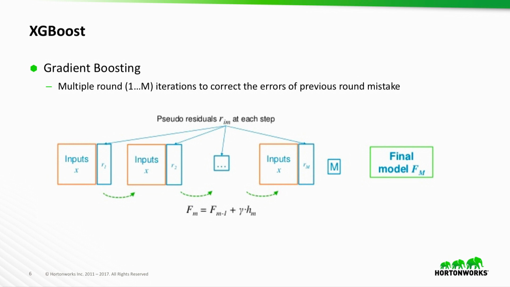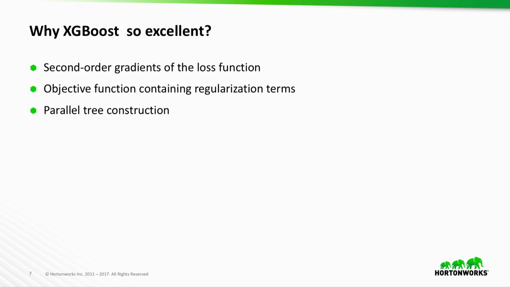Next round, 2%. You can see it goes round after round, iteratively getting much better trees. This means the time to train this model is very complex, because you need to work iteratively from one tree to another tree and other trees. So why is XGBoost so excellent? You can look at the details.